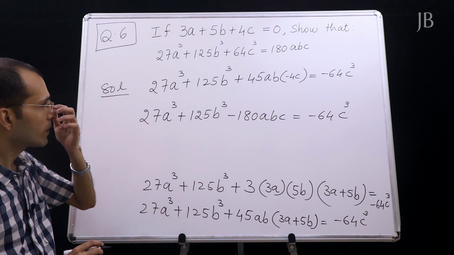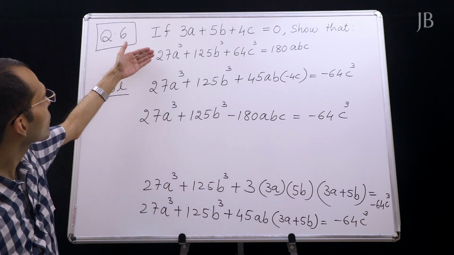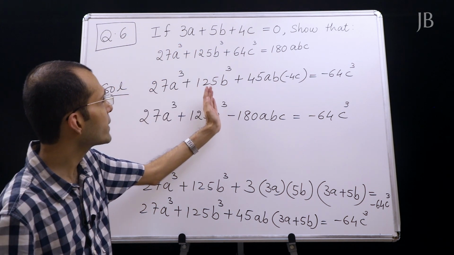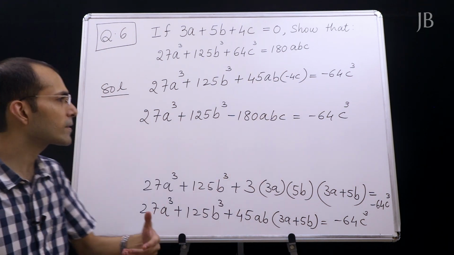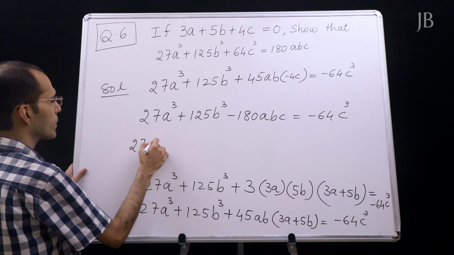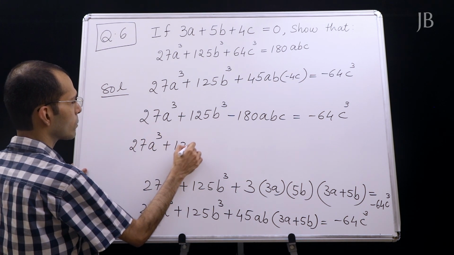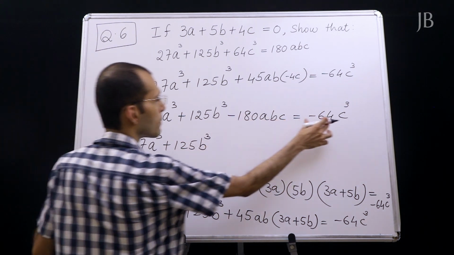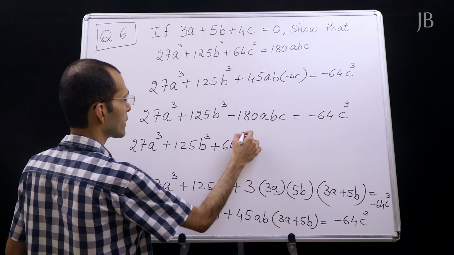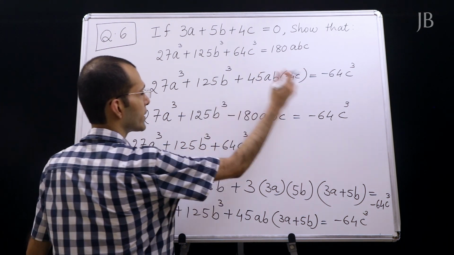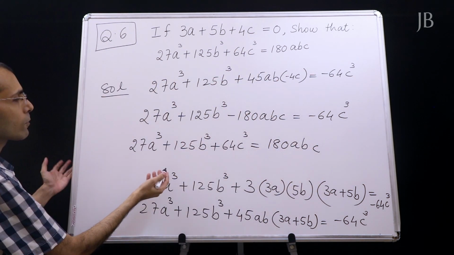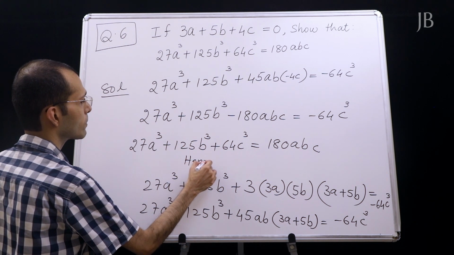This is what we have got. Let us see what we want. We want 27a cube, that is there. This is also there. We want 180 abc on that side. Fine, we can now simply transpose, and this we can take it on this side as per the need of the question. So 27a cube plus 125b cube plus 64c cube will come on this side. It becomes 64c cube, and 180 abc will go on that side. So, exactly that is what we wanted, hence proved.